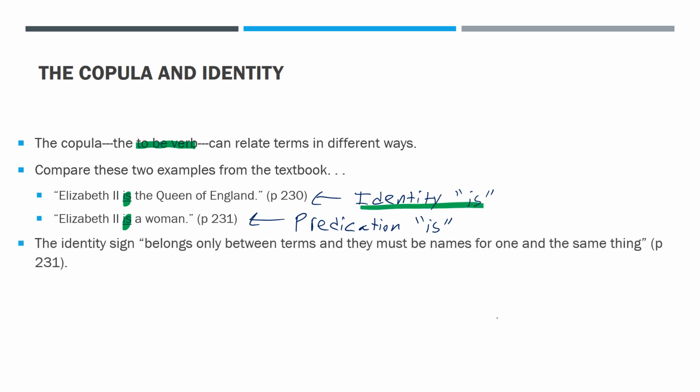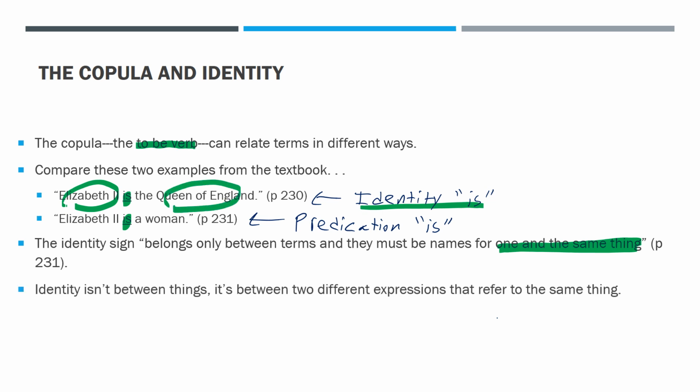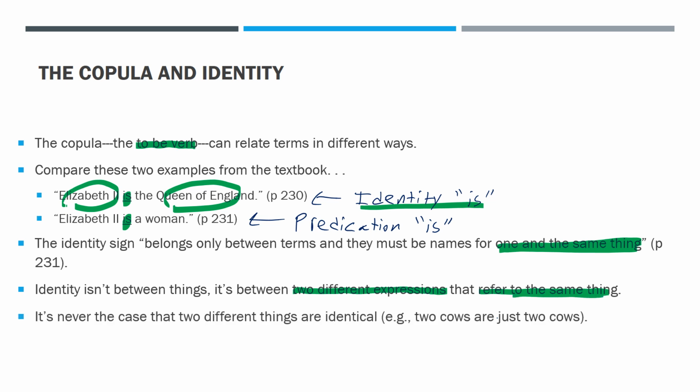Now the identity sign belongs only between terms, and they must be names for one and the same thing. So again, here we have Elizabeth II is identical to the Queen of England. Identity isn't between things. Rather it's between two different expressions that refer to the same thing. It's never the case that two different things are identical. For example, two cows are just two cows. We have a cow over there, and then we have another cow over there. Both are cows, but they're obviously distinct cows, right?